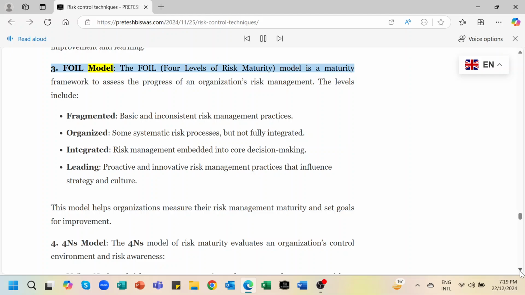3. FOIL model. The FOIL, for levels of risk maturity, model is a maturity framework to assess the progress of an organization's risk management. The levels include fragmented, basic, and inconsistent risk management practices. Organized, some systematic risk processes, but not fully integrated. Integrated, risk management embedded into core decision-making. Leading, proactive and innovative risk management practices that influence strategy and culture. This model helps organizations measure their risk management maturity and set goals for improvement.